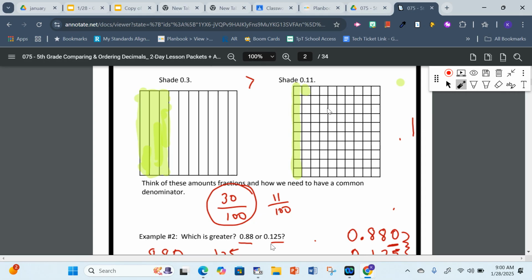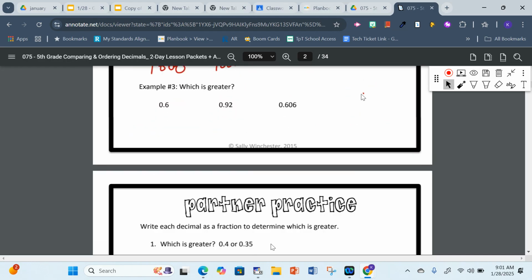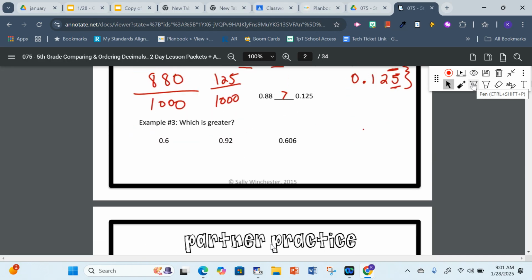So only 2 of those squares, 1/10, then 2 hundredths, and then I would take the next square and cut those into 10 and color 5 of them. Okay? So you can tell the 8 tenths is a lot bigger than the 1/10. All right, let's go to this one, which is greater.